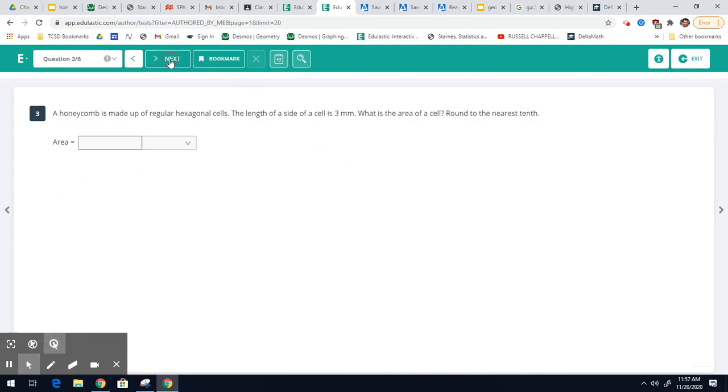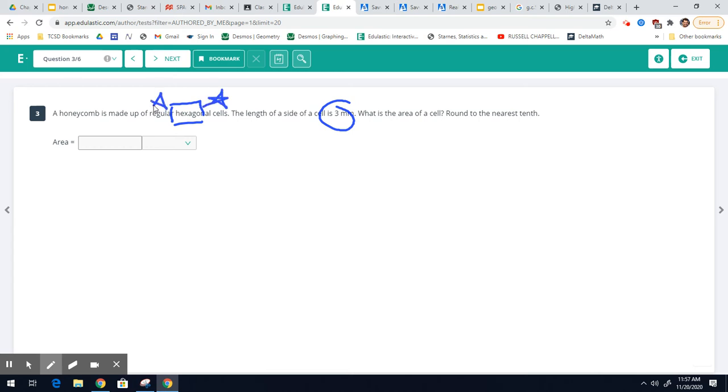Okay, next. Okay, so it says a honeycomb is made up of regular hexagonal cells. So there's your word hexagonal. The length of the side is 3 millimeters. What is the area of the cell? Okay, so hexagons are very, very special. And let's talk about why. So let me try to draw a regular hexagon if I can.